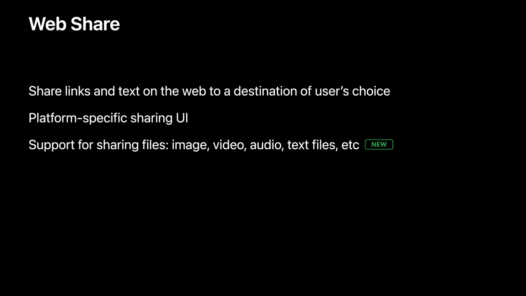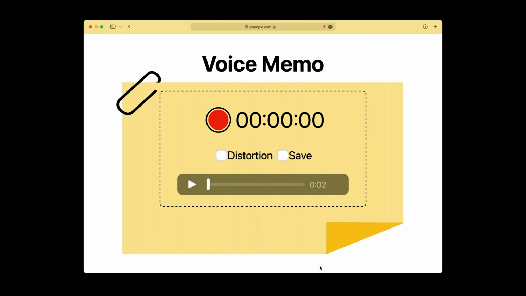This year, we have added support for file sharing. It means you can share image, video, audio, or other types of file with this API now. Let's add the sharing capability to Voice Memo. If the Save box is checked, Voice Memo will create an audio file with captured data and display a Share button to let us share the file.